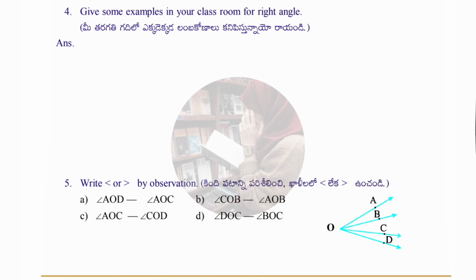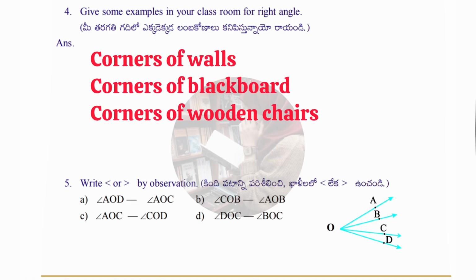Okay guys, let's move on to the 4th question, which is, give some examples in your classroom for right angle. So here we need to give the examples from our classroom for the right angle. Here I am giving you 3 examples. Write down, first example is corners of a wall, then corners of a blackboard, then corners of a wooden chair. Understood guys?